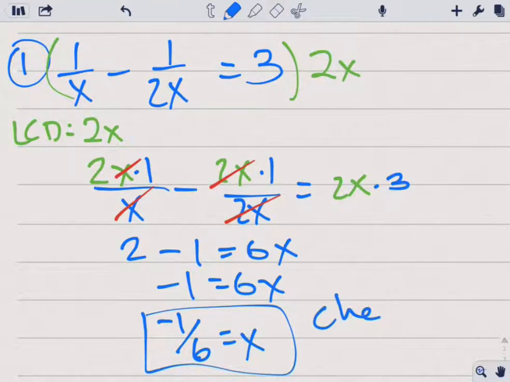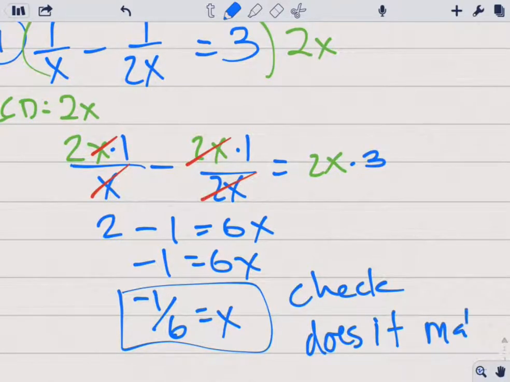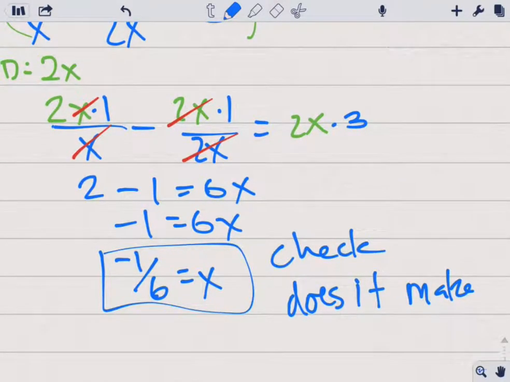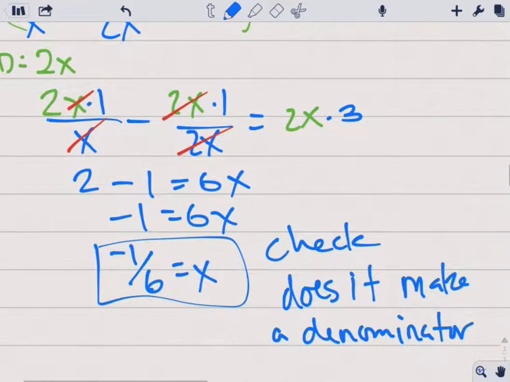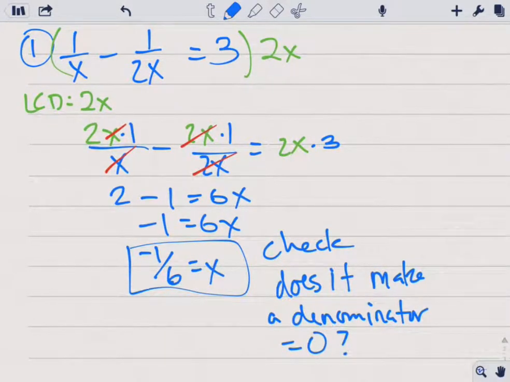I do need to check. The idea with the check is, does it make a denominator equal 0? Okay, that's the question. So I would take it and I'd plug it in here. That's not 0. 1 over negative 1, 6 is not 0. 1 over 2x is not 0. So we're okay with that.